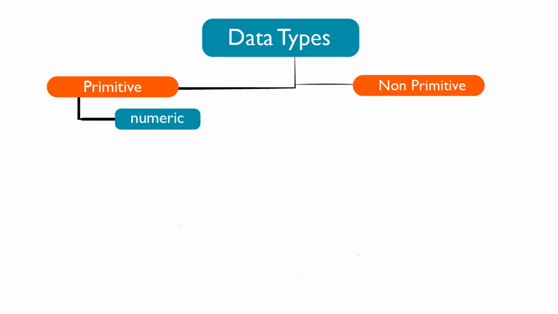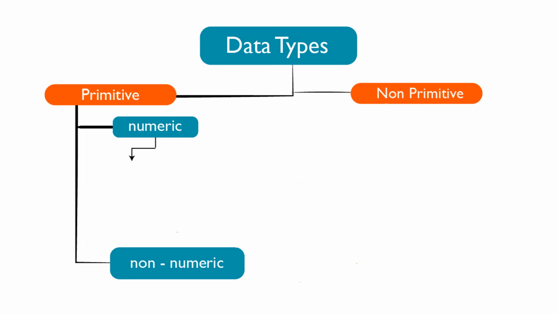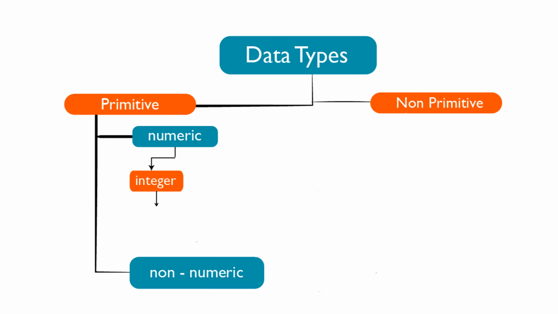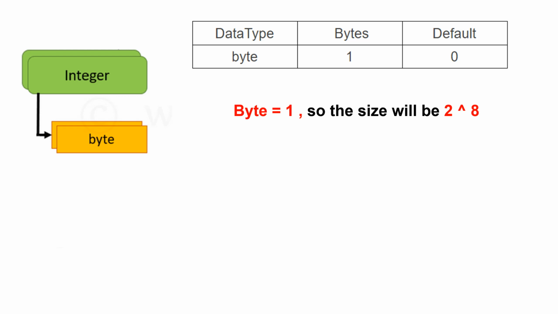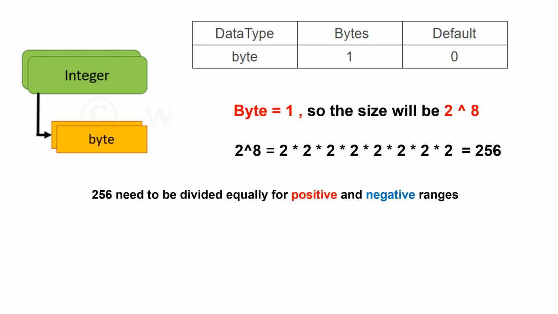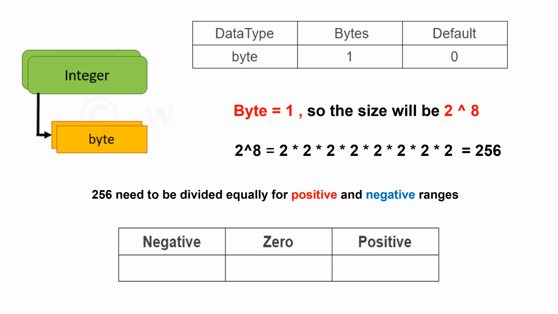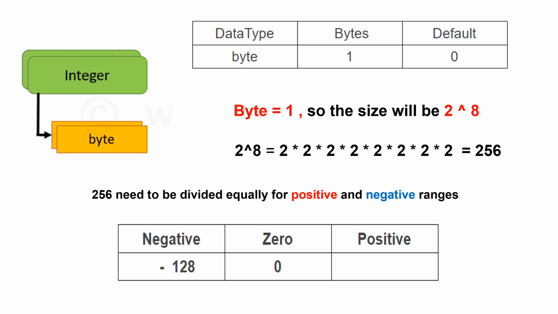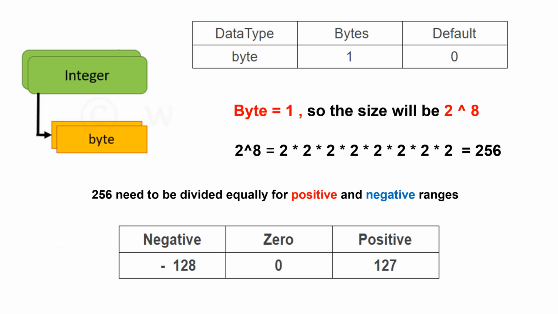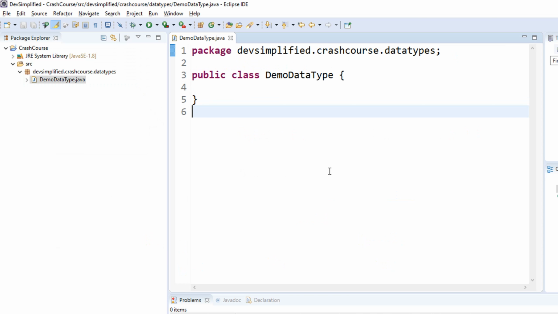Primitive data types can be classified into numeric and non-numeric. Again, numeric can be classified into integer, in which byte is the smallest data type. The size of byte is 1, which gives 2 to the power 8, that is 256. So we need to divide this 256 equally for positive and negative range. For the negative range, 256 divided by 2 gives 128, so that is minus 128. And I am giving a place for 0, so the positive side remains 127. So I can save a value in the range of minus 128 to 127.